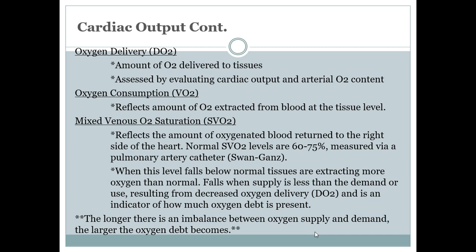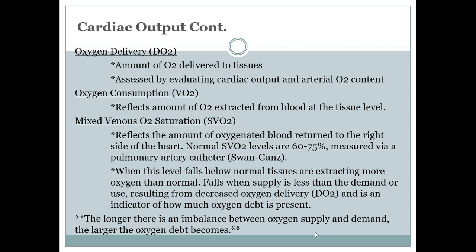So when this level falls below normal, tissues are extracting more oxygen than normal. Levels fall when supply is less than demand or use, resulting in decreased oxygen delivery, and it'll also give us information on oxygen debt. The longer there is an imbalance between the cellular oxygen supply and demand, the larger the oxygen debt becomes.